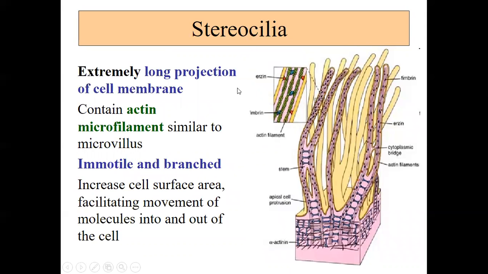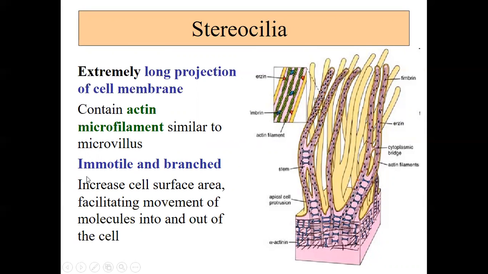And now we're going to proceed with the next one, which is the stereocilia. From this picture, you can see the stereocilia. It is actually an extremely long projection of the cell membrane. It's very long compared to the microvilli just now. Whenever you cut this stereocilia and look at the internal component, it contains the actin microfilament. You can see this line here is an actin microfilament, which is similar to the microvilli.